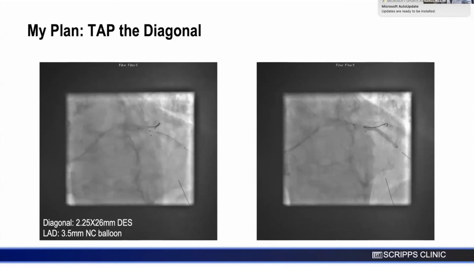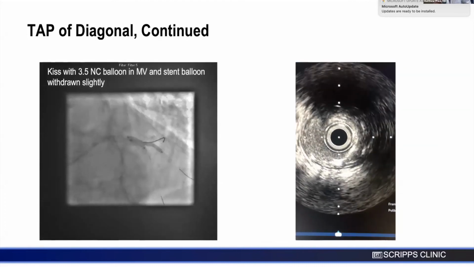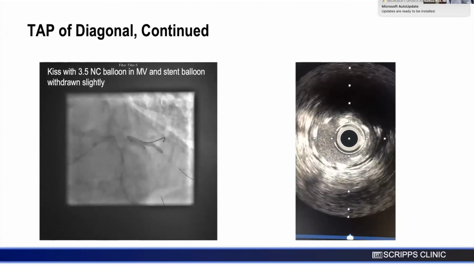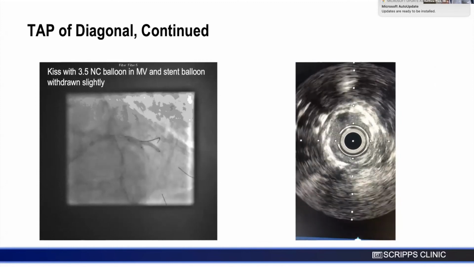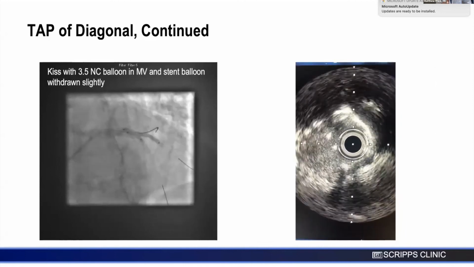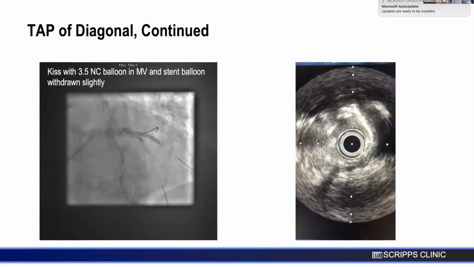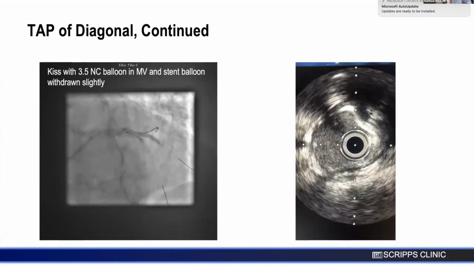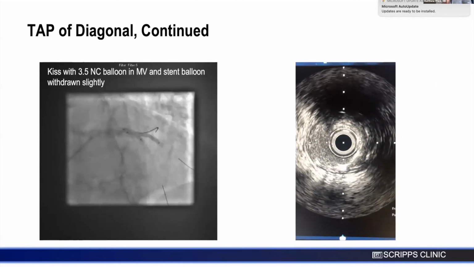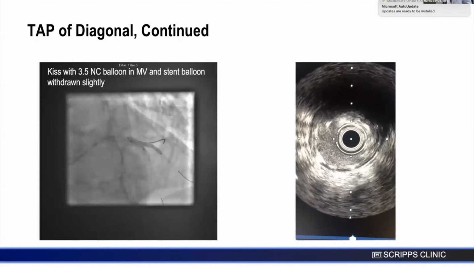So my technique for a TAP, I believe this is the correct technique, is I go up with my stent balloon to nominal pressure or however big I want to make it. You see I have a non-compliant balloon at the ready. I then pull back my stent balloon and do a kiss. Now, if you don't like the expansion of the tapped stent at the ostium, the side branch, at this juncture, you can also bring in a non-compliant balloon to make sure it's fully expanded.